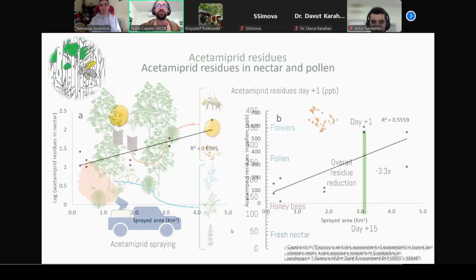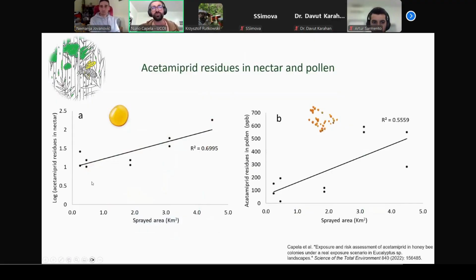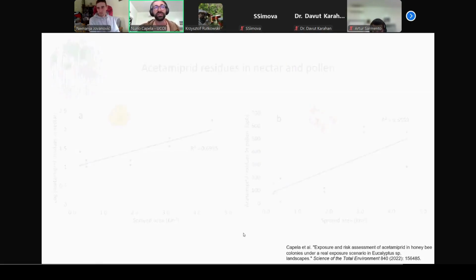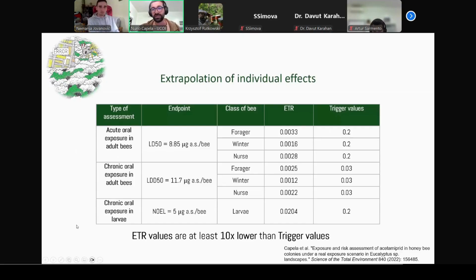And one other thing, which is quite normal and expected, is that as we increase the area that was sprayed, the amount of contamination in nectar and in pollen has increased as well. So what reaches the colonies? But even like that, we decided to check if these levels of contamination were too high for honeybees.